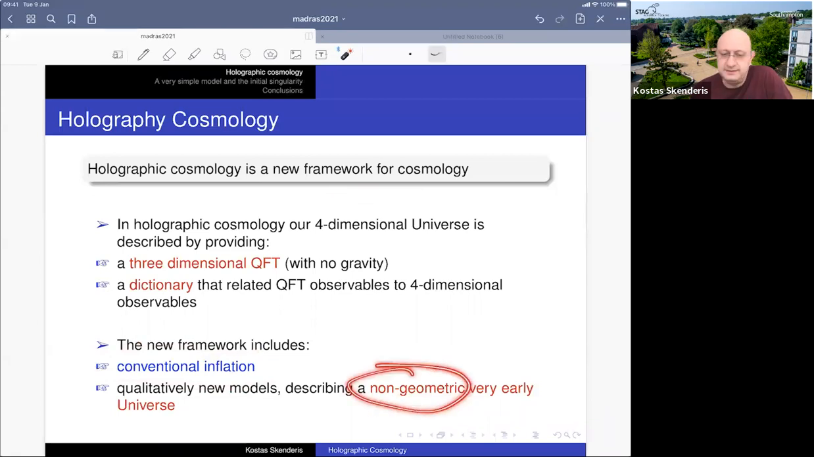Non-geometric here means it is a description that cannot be described as some Einstein gravity with some scalar potential of some form or another. So it's really non-geometric. The notions of space and time, the way we perceive them today, are not valid. So this is a strongly coupled phase. But nevertheless, using holography, using this three-dimensional quantum field theory, we'll still be able to understand the physics of that phase and also make predictions about cosmological observables.